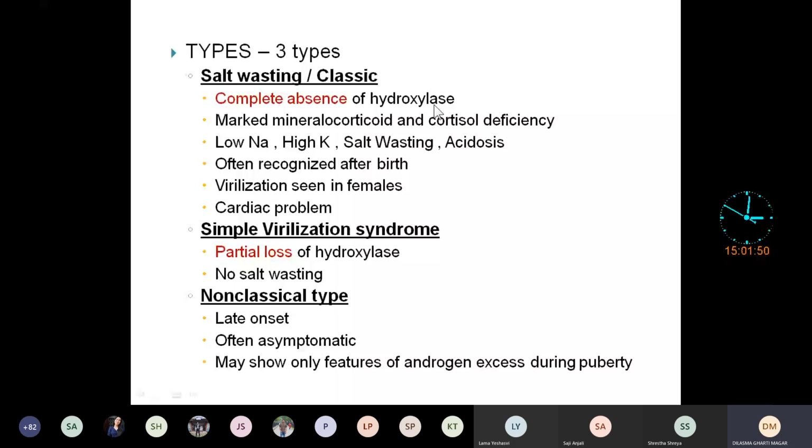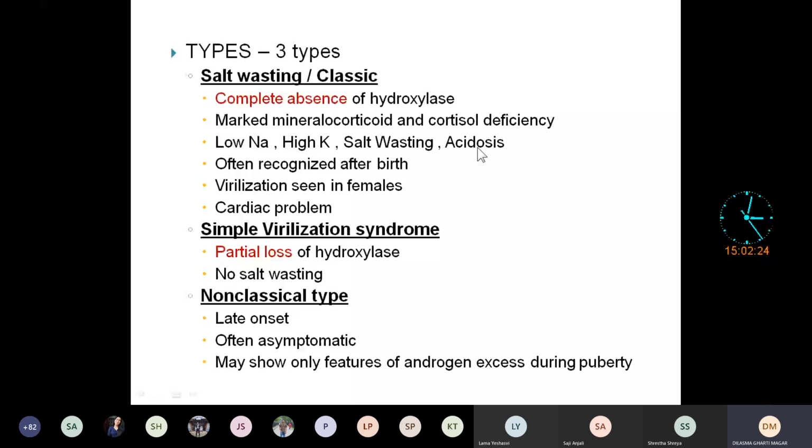So there is a complete absence of hydroxylase, that is the 21 hydroxylase. So there is the marked mineralocorticoid and then the cortisol deficiency. So here it will lead to the mineralocorticoid and the cortisol deficiency. So that's why there will be low sodium, high potassium. Whenever the low sodium will be there, that's why there is a salt wasting. And then this potassium is high, isn't it? So whenever these positive ions will be there, it will lead to the acidosis.